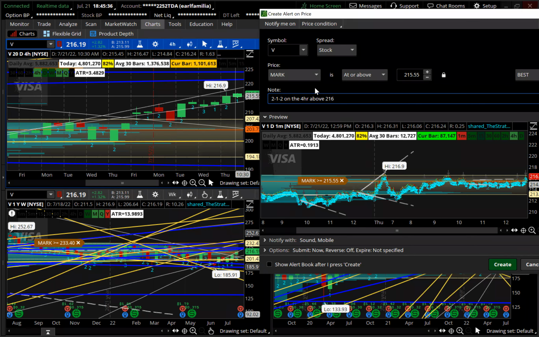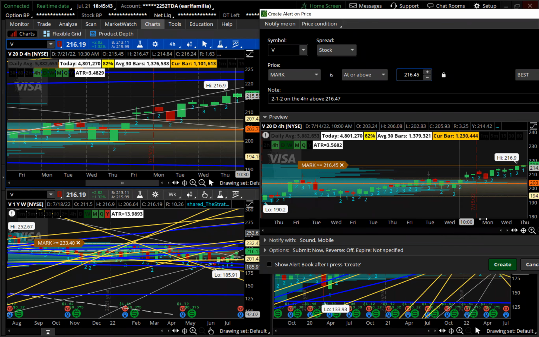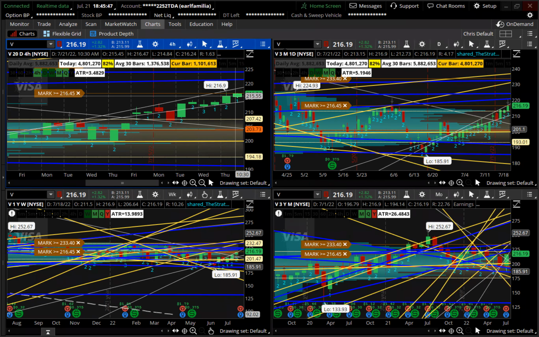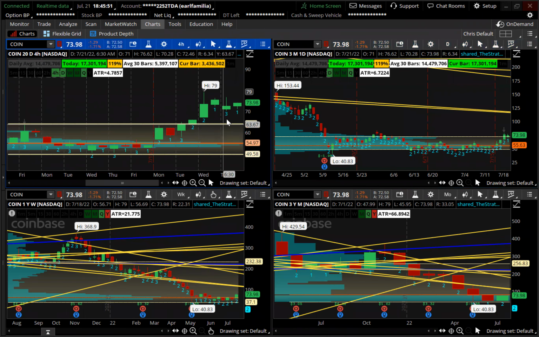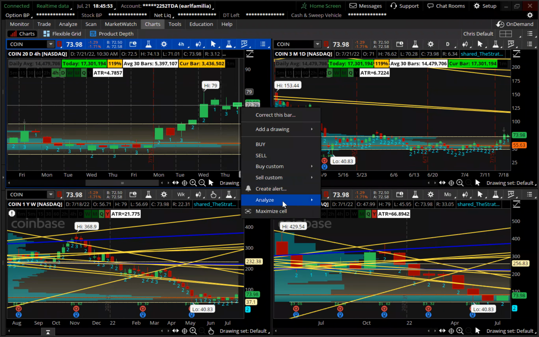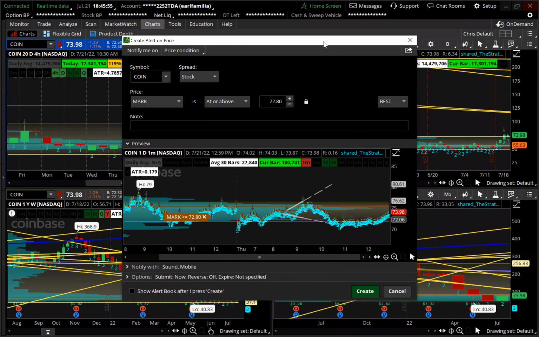206, 216. All right, Visa looks good going into tomorrow. I know there's Coin because I had Coin on my list. Coin looks strong tomorrow as well. I'm gonna set the trigger. Also, Coin has an inside day setup too.